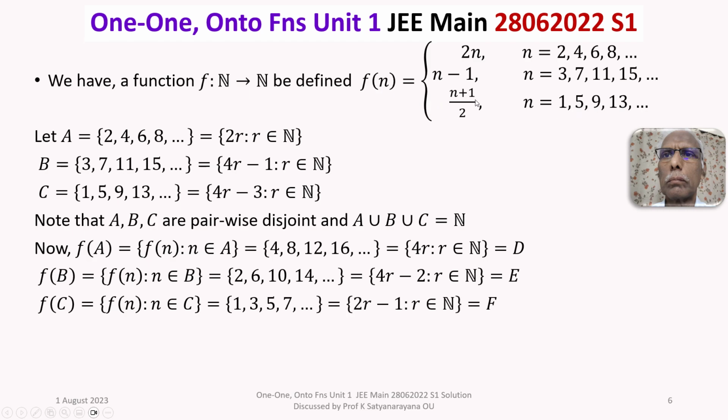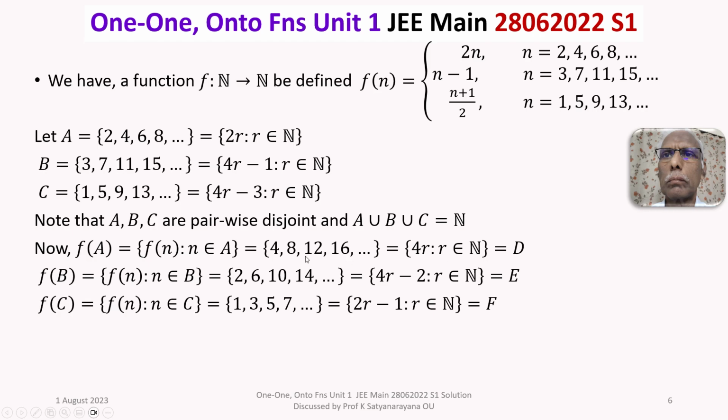So f(n) will be (n+1)/2. (1+1)/2 is 1. (5+1)/2 is 3. (9+1)/2 is 5, and so on and so forth. So it will be 2r minus 1, r belongs to N. Let's call this F. Agreed. What do we notice?